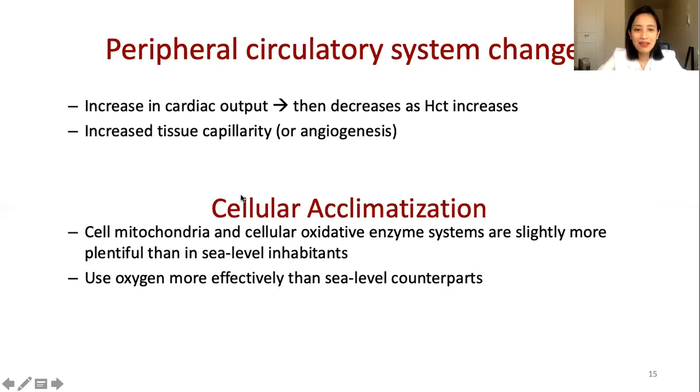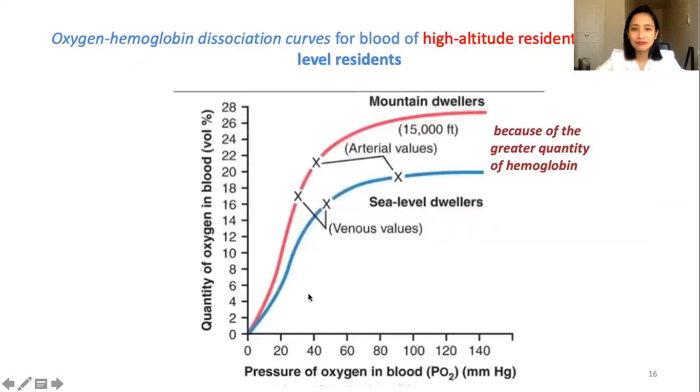At the cellular level, the cell mitochondria and the oxidative enzyme systems are slightly more plentiful than in sea level inhabitants. So oxygen is used more effectively in an acclimatized person than in the sea level counterparts. That's why some athletes train in higher altitude areas because of this, in order to improve their cells' capability of utilizing their oxygen.